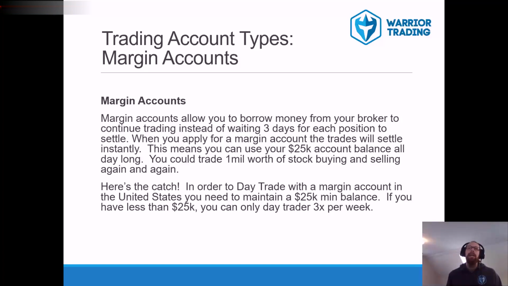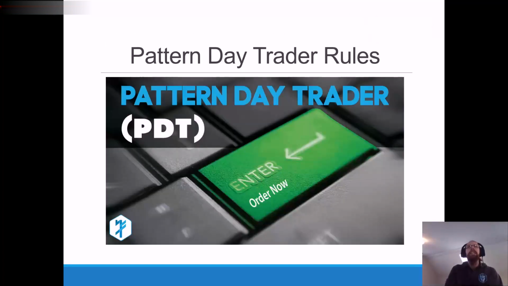All right. So now the pattern day trader rule. This is the rule that states that you need the $25,000 minimum balance. Now this rule was designed after the dot-com bubble of the late 90s, when day trading became really popular because so many traders lost their shirts when the bubble burst. They wanted to prevent inexperienced traders from making big mistakes and getting in over their head.